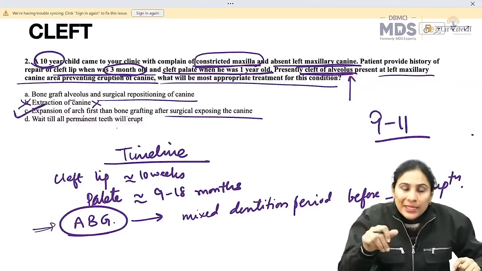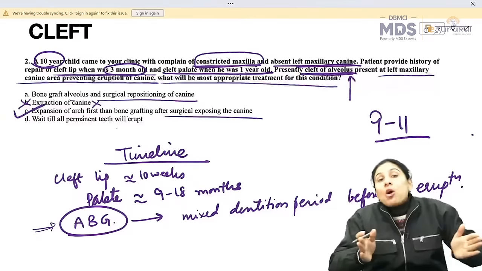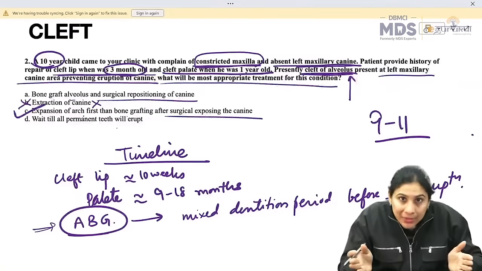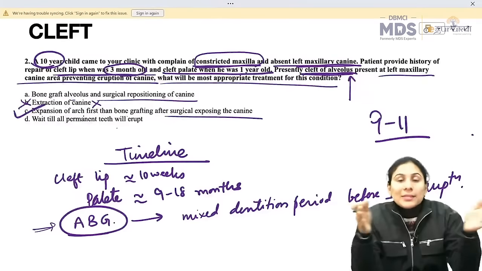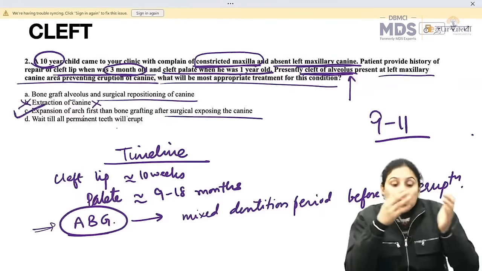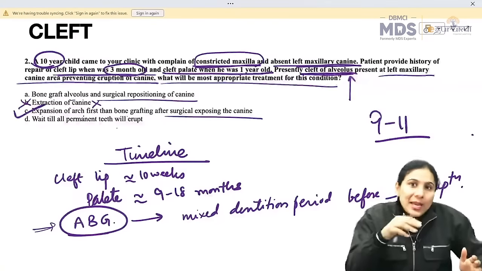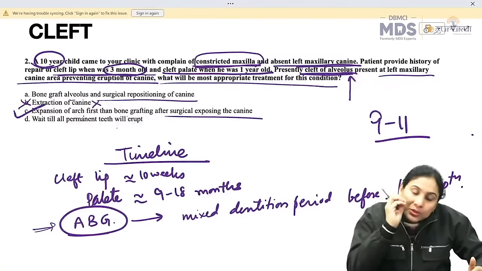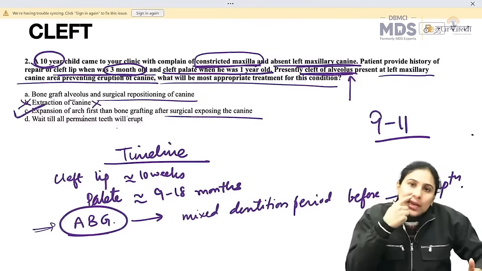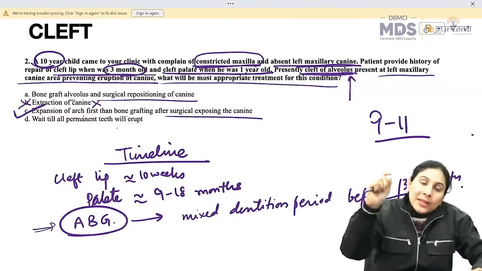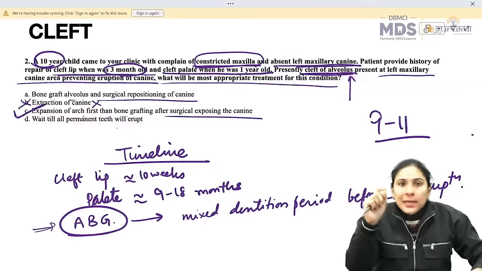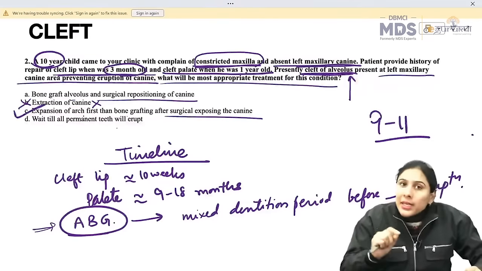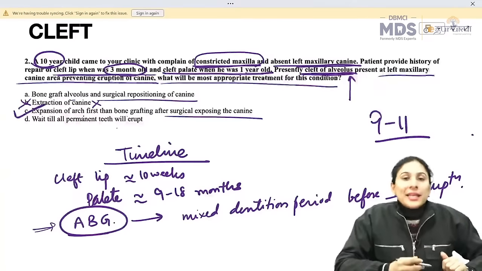So what we do normally is, we correct the hypoplasia of the maxilla first. Whatever transverse discrepancy has happened, you first expand the maxillary arch so that whatever defect is there, it takes a final shape. And after that, in that defect, you put the bone graft, you expose the canine, and you put brackets. And then your orthodontist will pull the canine out with the help of those brackets and wires and bring it into the correct occlusion, because the arch is already expanded.